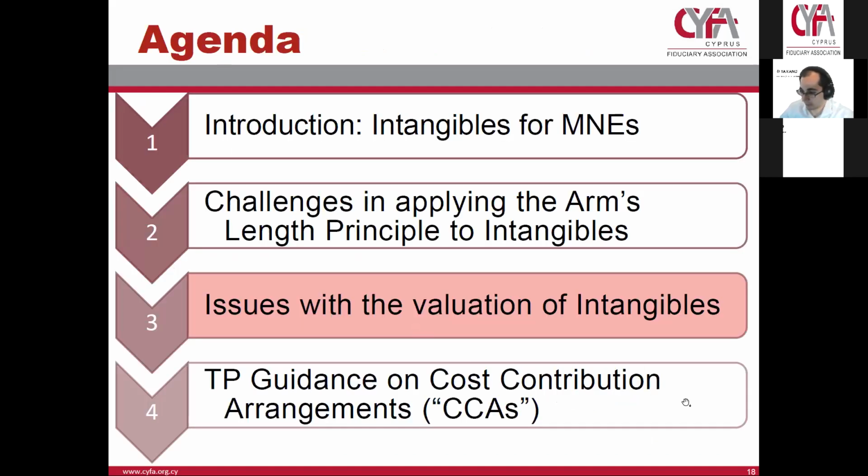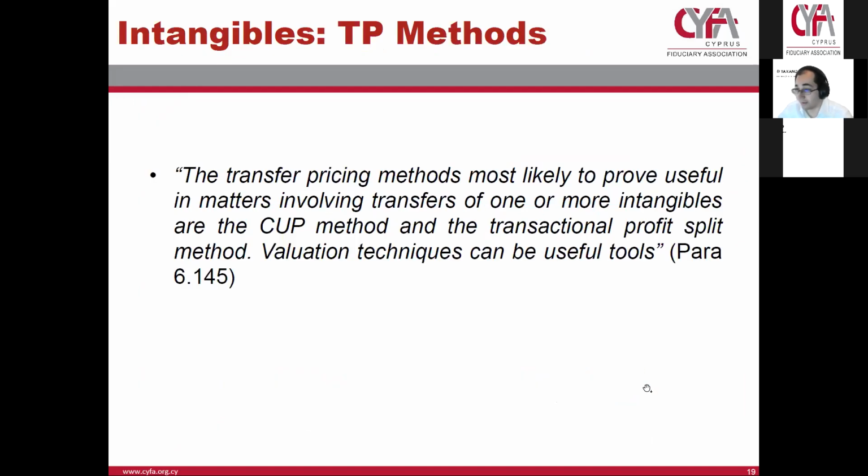Moving on to the third topic, valuation of intangibles, and we'll see why we jump into valuation of intangibles. It's because when we talk about transfer pricing methods, the OECD guidelines provide that the CUP may be an appropriate method. Transactional profit split may be as well appropriate, and valuation techniques are recognized as useful tools. The transactional profit split is appropriate for cases where we have valuable and unique intangibles being used by multiple parties, also for highly integrated transactions, but not for every transaction.